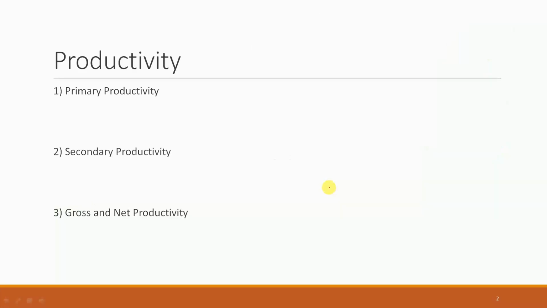The topic for today is productivity. Now, in the context of ecosystem, if you remember, when we had discussed ecosystem, I had told you that an ecosystem is identified as any system which is having three functional aspects. One being productivity, the second being nutrient cycling, and third being development and stabilization. So one of those functional aspects is what we will be discussing today, and that is productivity.